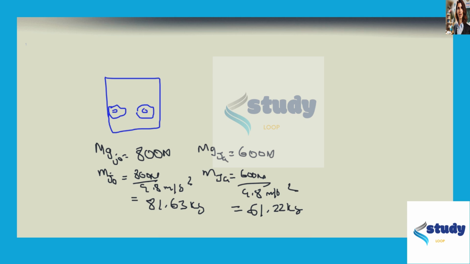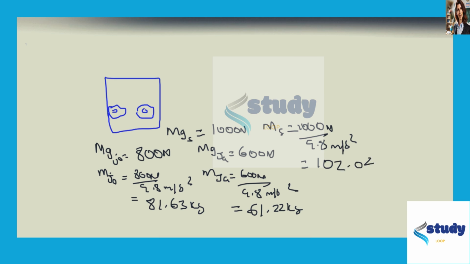Also the weight of the sledge itself happens to be 1,000 newtons. So we can get the mass of the sledge by taking 1,000 newtons divided by 9.8 meters per second squared. 1,000 divided by 9.8 gives a mass of 102.04 kilograms.